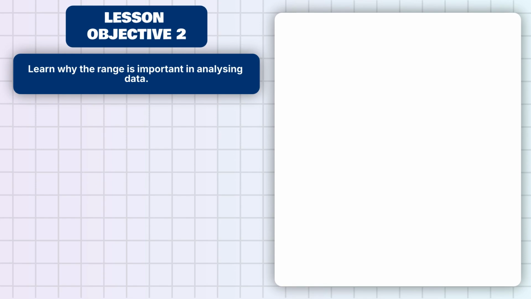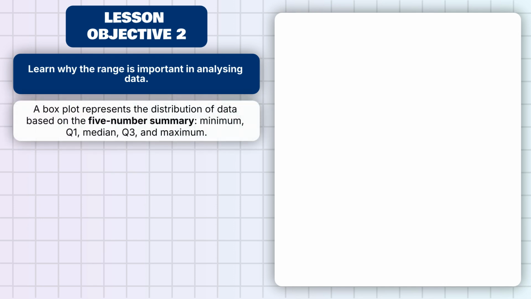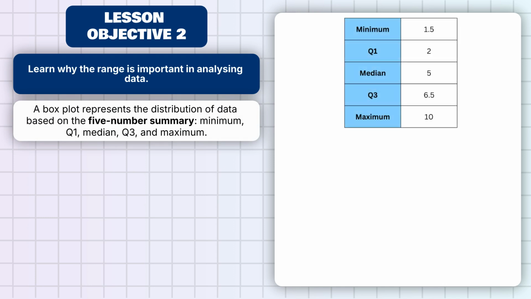A visual way to represent this data is using a box plot. A box plot, also known as a box and whisker plot, is a graphical representation of the dataset's distribution based on the 5-number summary: minimum, Q1, median, Q3, and maximum.